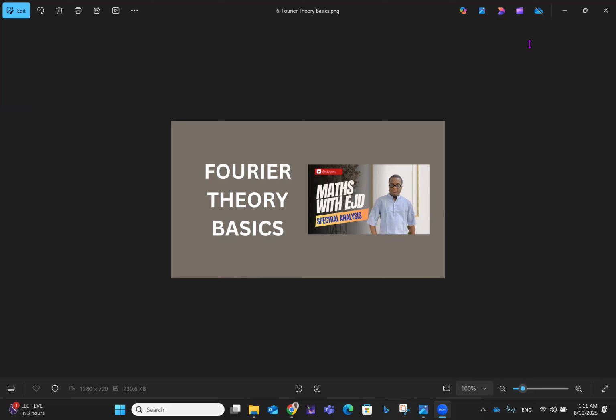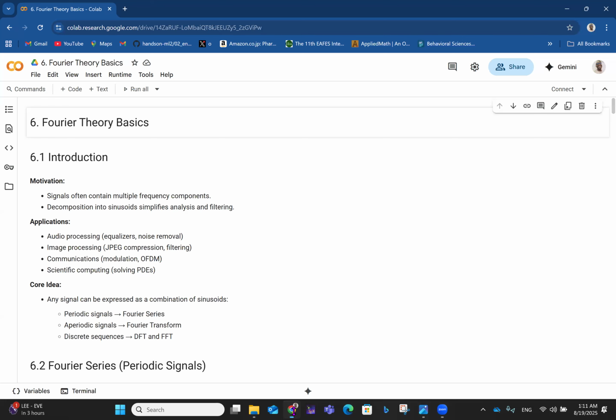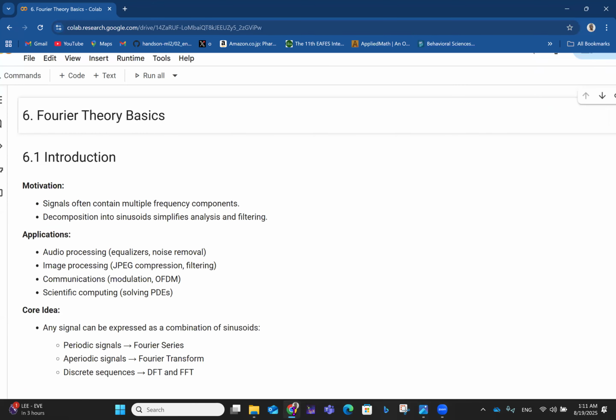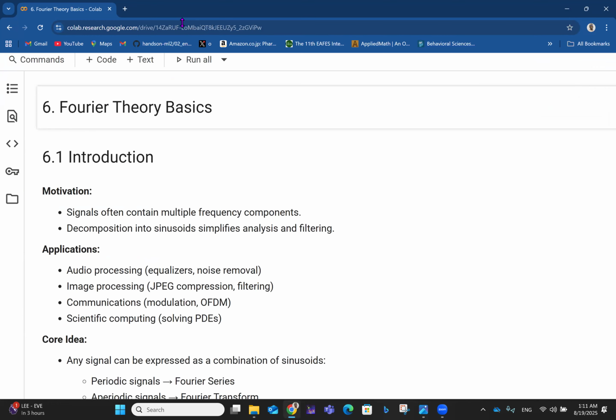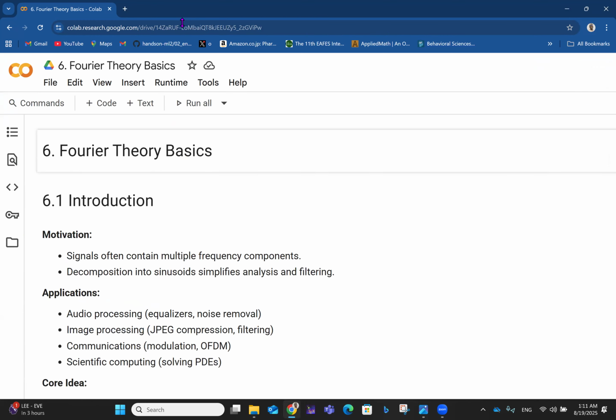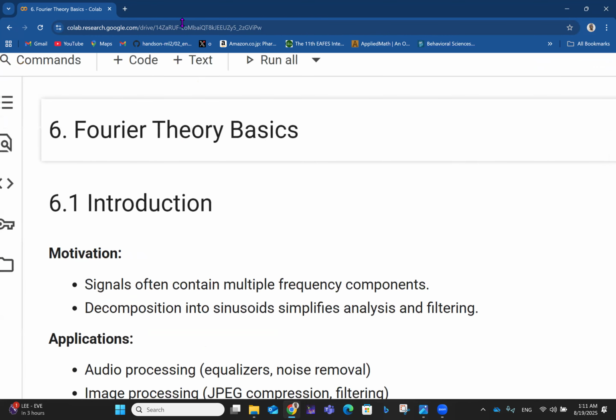We continue with spectral analysis as we look at Fourier theory basics. Of course, we've had a couple of videos talking about spectral analysis and how it is connected to Fourier series, because it all involves talking about sinusoids, harmonics, and all of that. So here, again, we are revisiting the idea of Fourier series. So we'll look at Fourier theory basics.